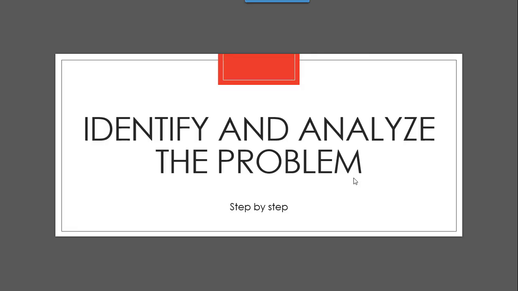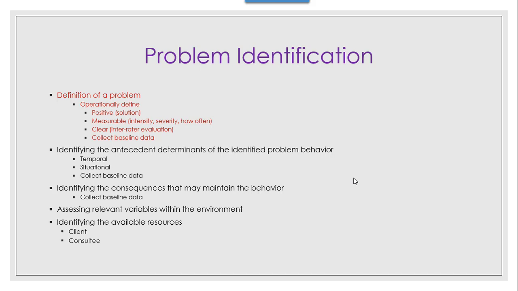So let's talk about identifying and analyzing problems. Problem identification goes into these multiple stages. So we're going to talk first about the definition of a problem. We have to operationally define it. We need to have positive, measurement-based, clear, so that if two different people are looking at it, they'll say, yep, that's the same problem. And at the end, you should be able to develop or identify an assessment that's going to help you collect data. If it's not measurable, it's not operationally defined.